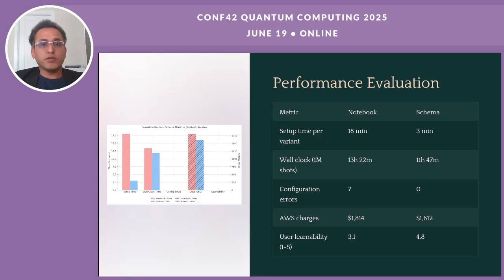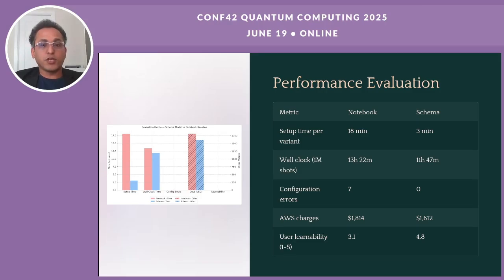To test this in the real world, we ran a 1 million shot VQE sweep. This bar chart shows the results across 5 metrics. Let's walk through it. On the far left, setup time: the time to prepare a single parameter variant dropped from 18 minutes with notebooks to just 3 minutes with a schema portal. Next is wall clock time, the total runtime for the entire sweep, which dropped from 13.4 hours to 11.8 hours. That improvement comes from better concurrency and simulator fallback when QPU queues are long.